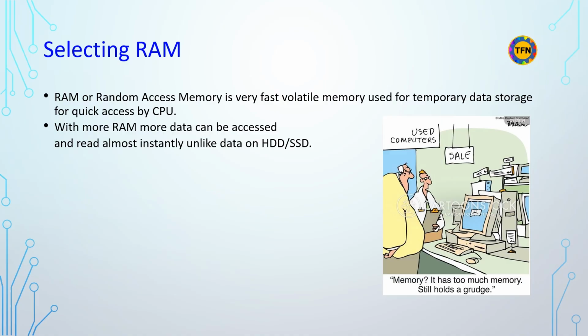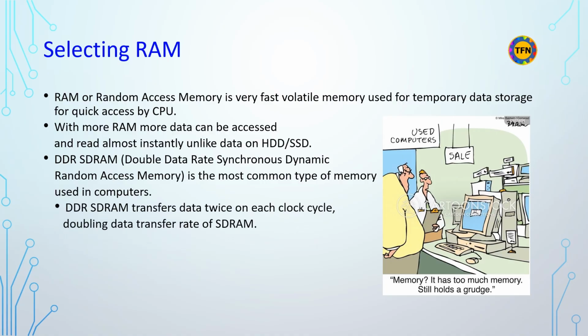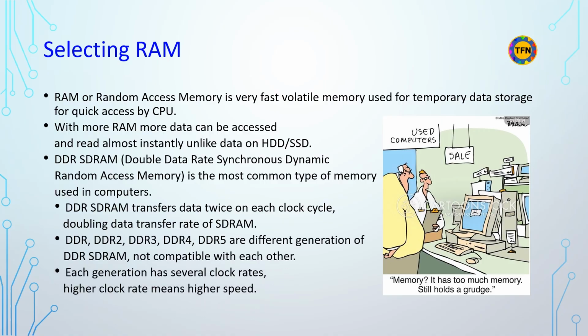More RAM means more data can be read almost instantly, unlike data on HDD and SSD. DDR SDRAM, double data rate synchronous dynamic random access memory, is the most common type of memory used in computers. DDR SDRAM transfers data twice on each clock cycle to double the data transfer rate, which is the reason for using the term DDR. DDR, DDR2, DDR3, DDR4, and DDR5 are different generations of DDR SDRAM, which are not compatible with each other. Each generation has several clock rates. Higher clock rate means higher speed.